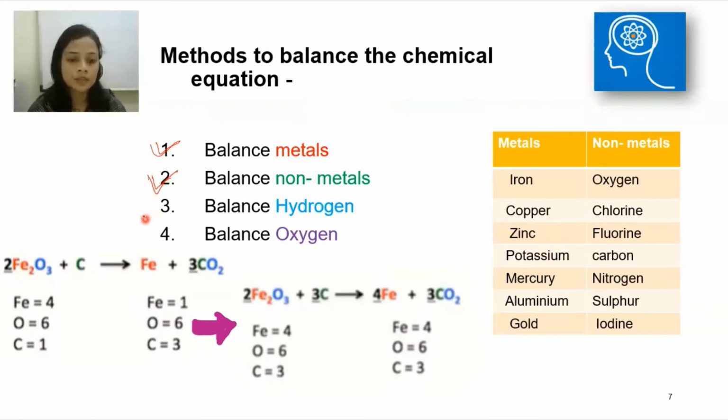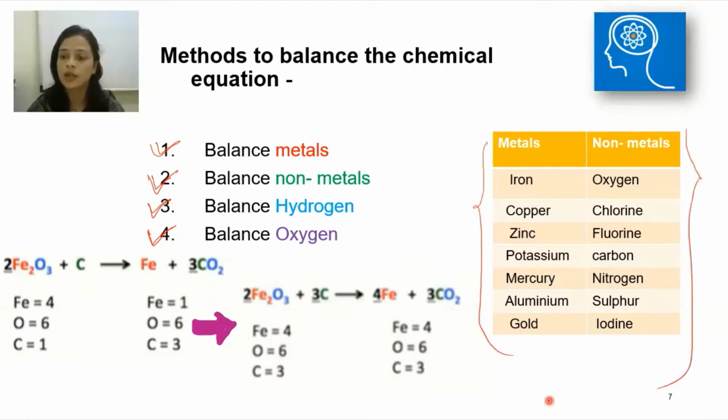And then after balancing the non-metals, we have to move towards the hydrogen. If hydrogen is present in the given chemical equation, then we have to balance the hydrogen. And finally, we have to balance the oxygen if it is present in the chemical equation. Now, how to identify metals and non-metals from the given chemical equation? So here is a list of a few metals and non-metals given for your reference. You can refer to this chart.